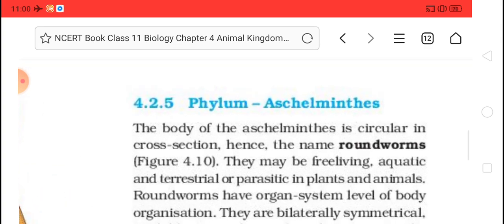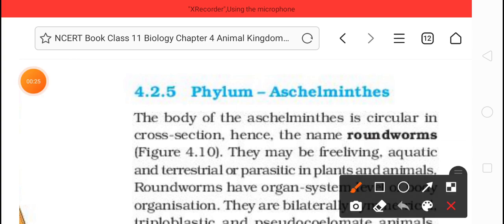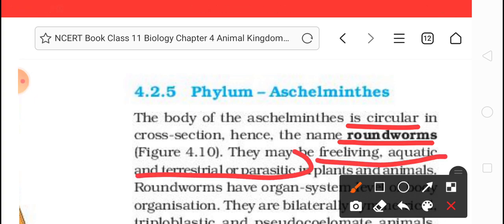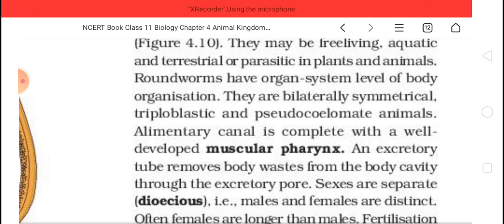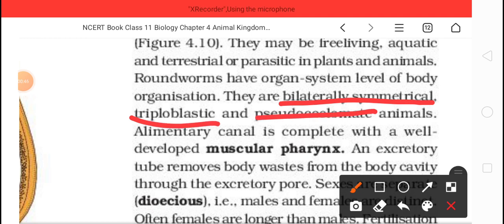So, talking about Aschelminthes. Aschelminthes is known as roundworm because the body is circular. Now, they may be free living, aquatic, and terrestrial, or parasitic in plants and animals. The other three important characteristics which you have to memorize in one go are that they are bilaterally symmetrical, triploblastic, pseudocoelomate.